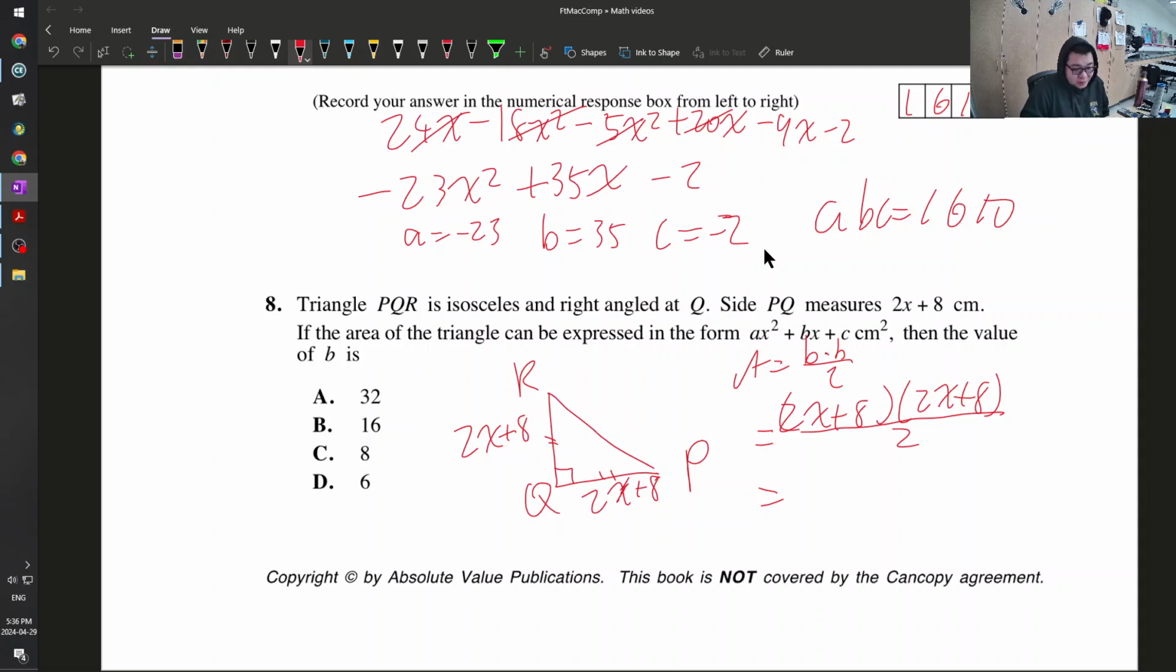Expand, I'll just do it quickly. 4x squared plus 32x plus 64 divided by 2. 2x squared plus 16x plus 32. What is the B value? 16. So 8 is B.